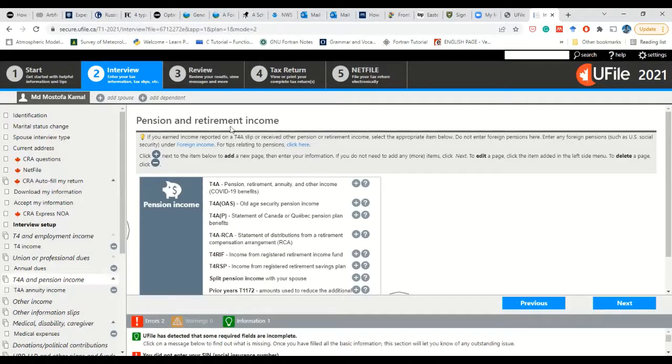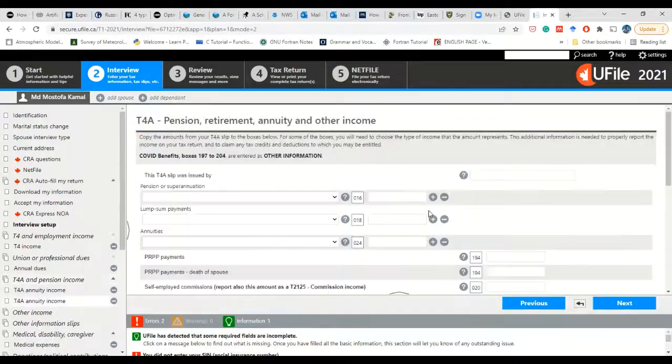And now here, pension and retirement income. It says if you earn income reported on your T4A slip or receive other pension or retirement income, select the appropriate item below. For me, as I mentioned, I had T4A. Now I am creating a form which is called T4A. Under the T4A, if you can remember, I have only two boxes. One is called 105, and another is around 14. So I will look for the number of boxes here.